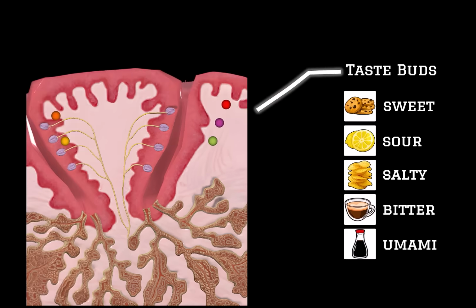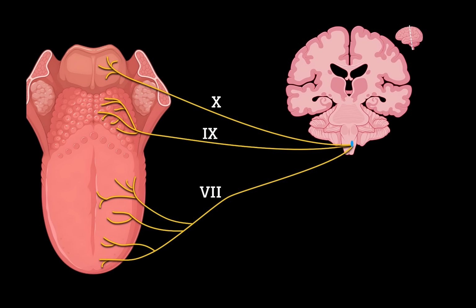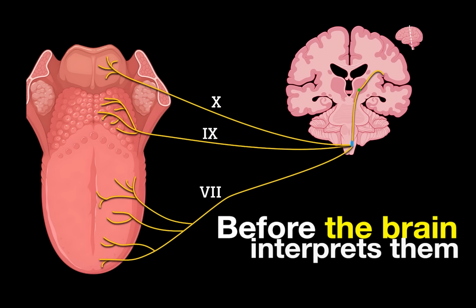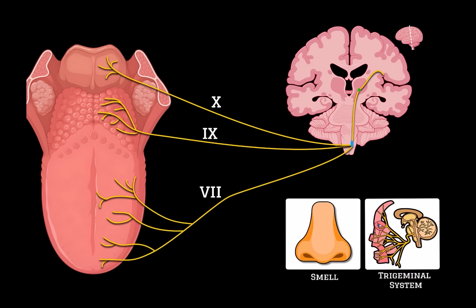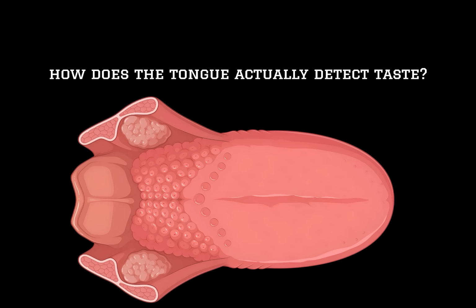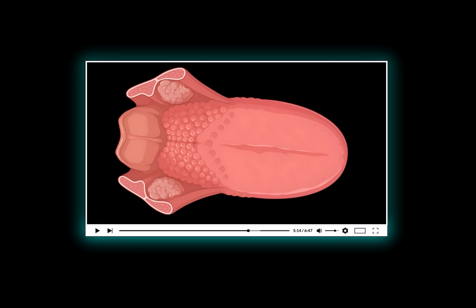Once they're activated, they send signals through 3 different cranial nerves before the brain interprets them, and the brain combines that information with smell and even the trigeminal system to form what we recognize as flavor. So how does the tongue actually detect taste? In this video, we are going to break the entire system down step by step.